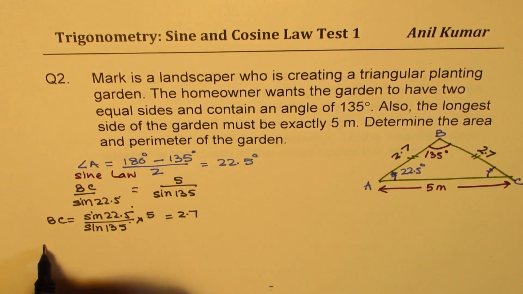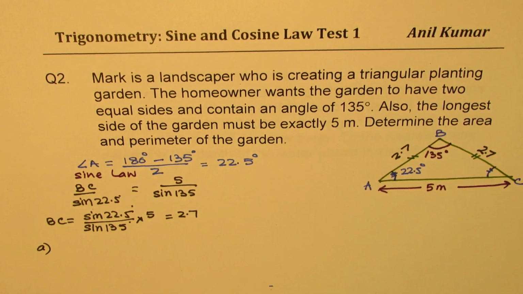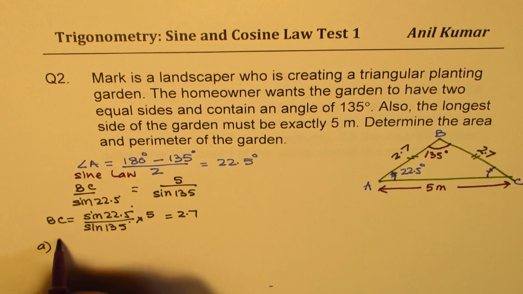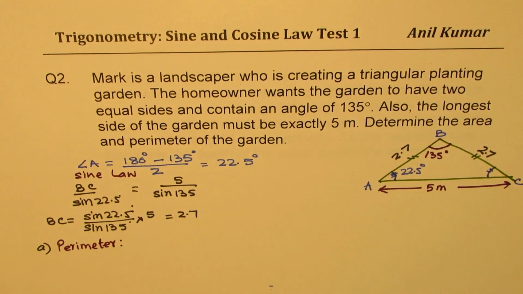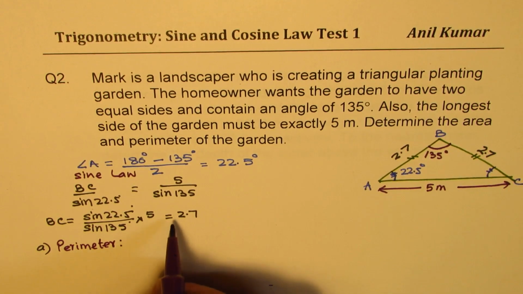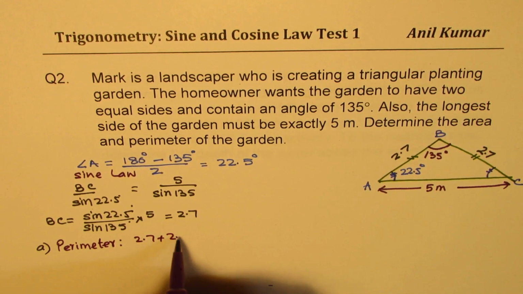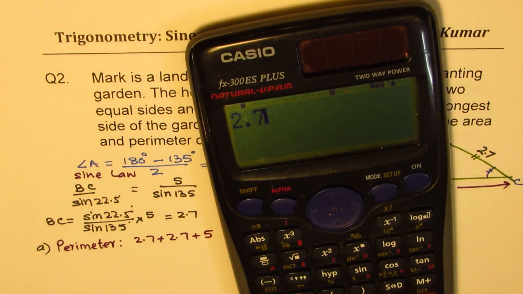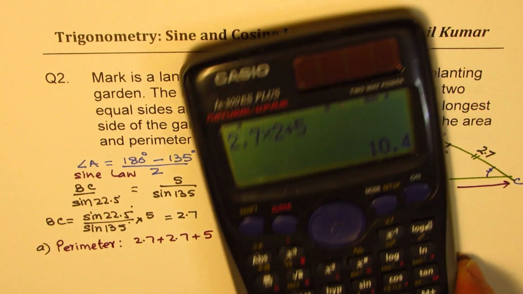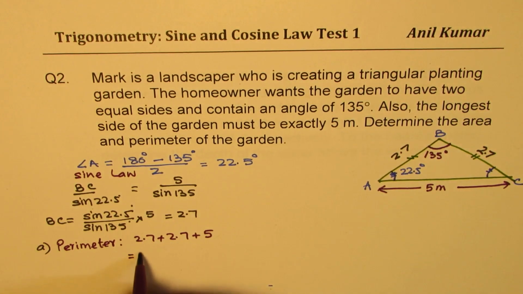Now perimeter was the first thing to be found. So let's find out the perimeter. In application question, it could be fencing, and we could have given you cost of fencing. So it is sum of 2.7 plus 2.7 plus 5. So we already have 2.7 times 2 and plus 5 gives us the perimeter as 10.4 meters, right? So that is part 1.